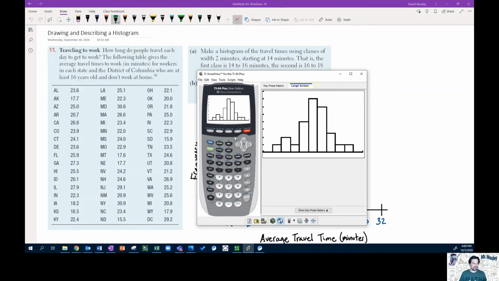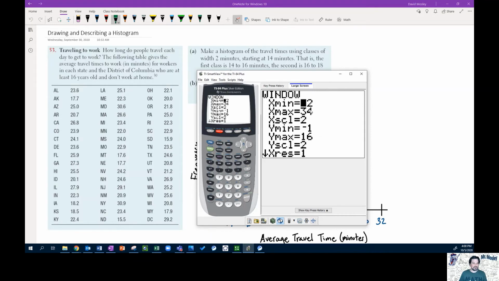And there we go. I've already adjusted my window to fit this. I have my min, my max right here. My scale on X goes by 2. Every 2 we have stuff. Y min is -1, Y max is 16. I'm going by 2s on the X.